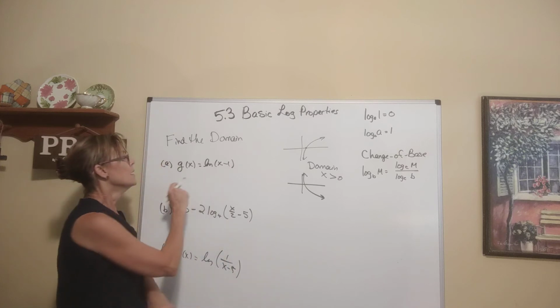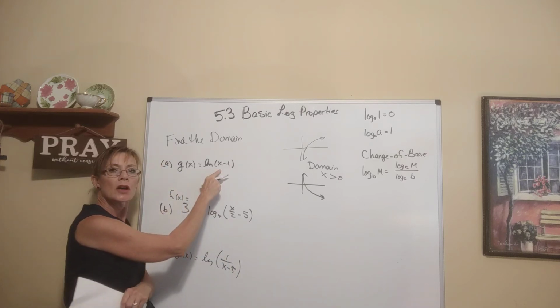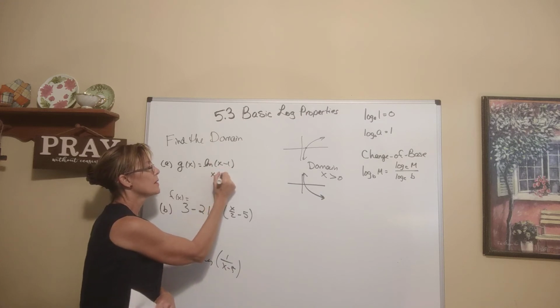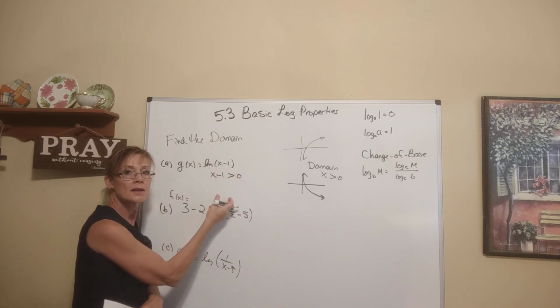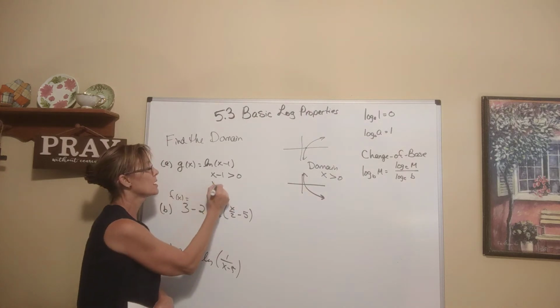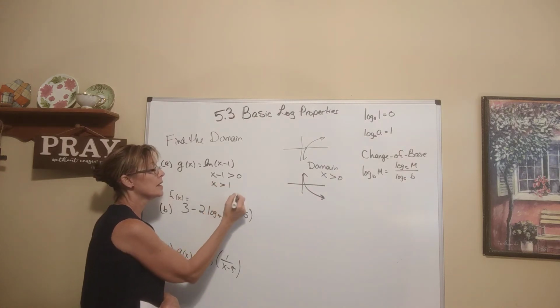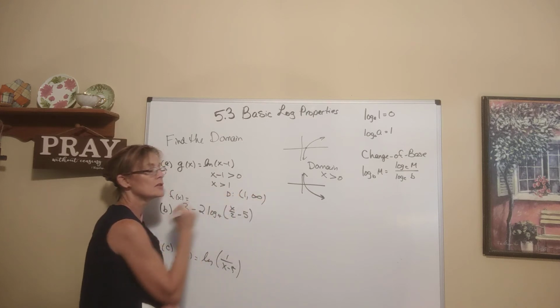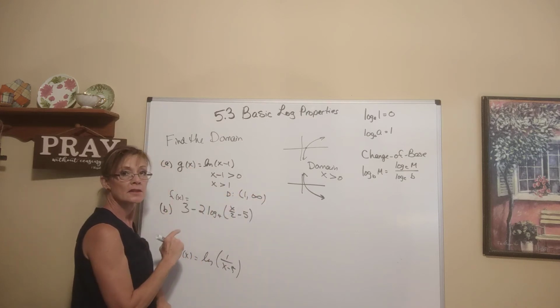Okay. Here's the deal. Whatever you're taking the log of has to be positive. So you take whatever you're taking the log of, x minus 1, and you say you have to be positive. You have to be greater than 0. Then you just solve for x. Add 1 to both sides. X has to be greater than 1. In interval notation, it would be from 1 to infinity. This is the domain of that logarithmic expression.